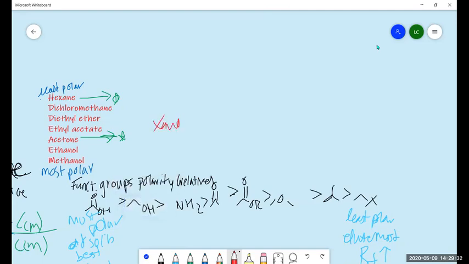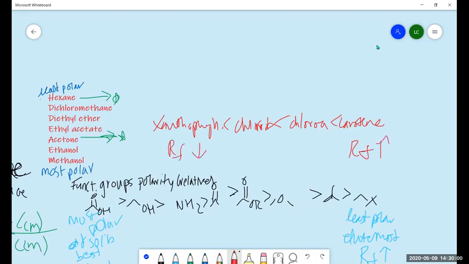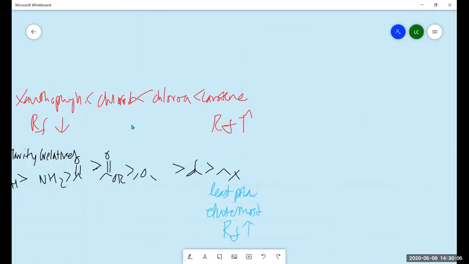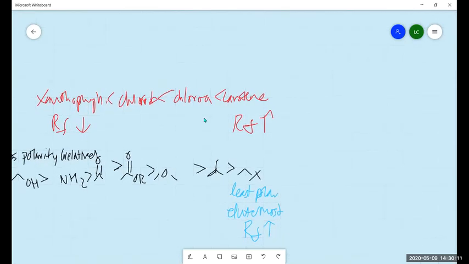So you have xanthophylls, chlorophyll B, chlorophyll A, and then you have carotene. So you would expect RF to be lowest here, and RF to be highest here. And xanthophylls can be hard to see sometimes. I believe these are green and this is yellow or orange. I'm not 100% sure about colors.